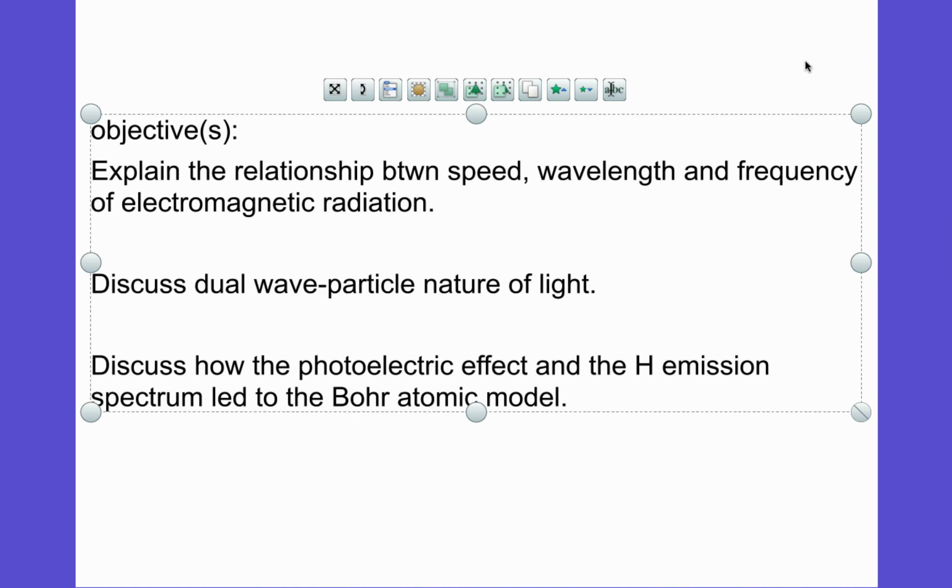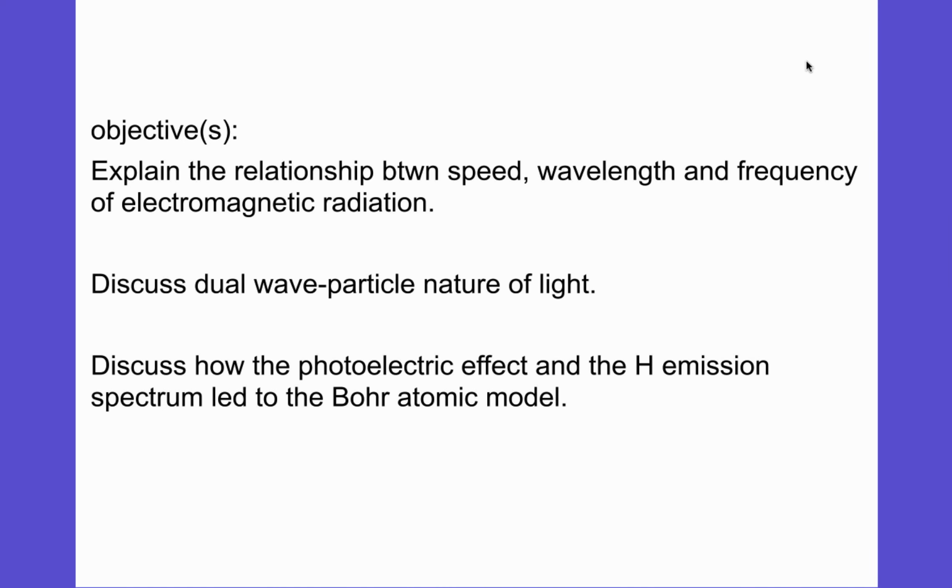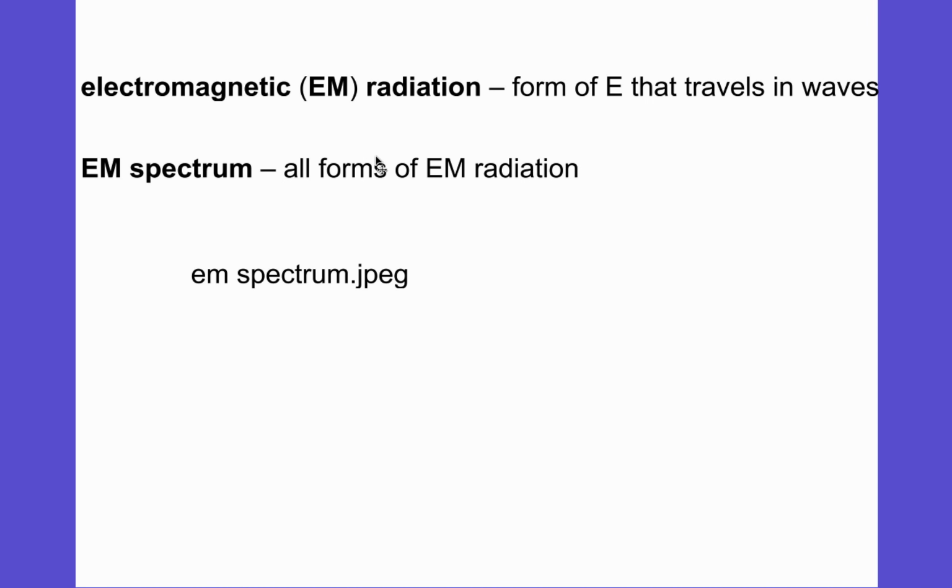All right, so we're going to go through some notes here for section 1 of chapter 4. There's a lot of things in this section that lead to our atomic model according to Bohr. So we've got to talk about electromagnetic radiation, the dual wave-particle nature of light, and the photoelectric effect and hydrogen emission spectra. So a lot of stuff to cover. I'll try and get through it quickly, but we're starting out with electromagnetic radiation.